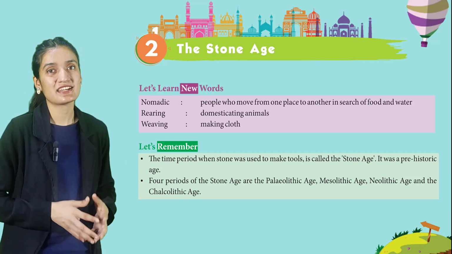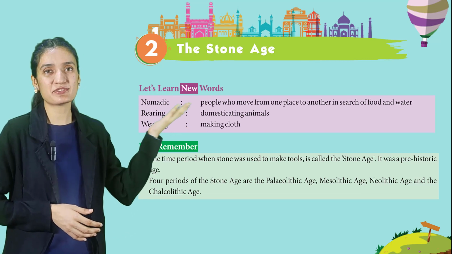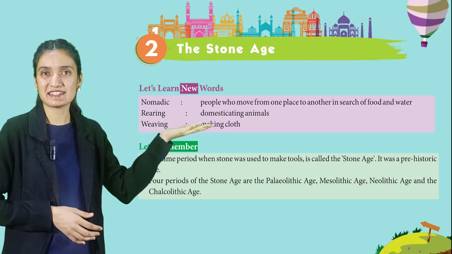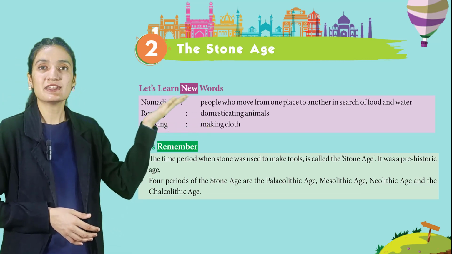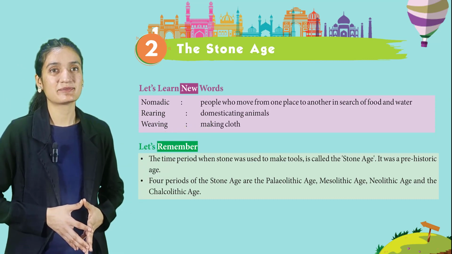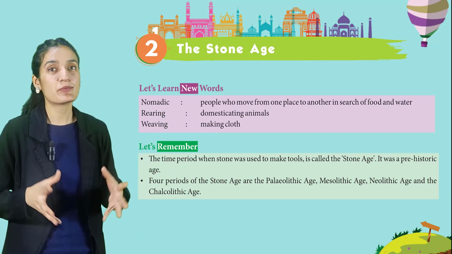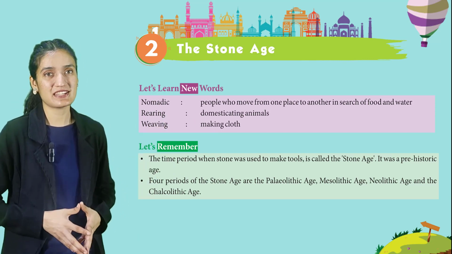Now students, also let's remember the time period when stone was used to make tools is called the Stone Age. It was a prehistoric age. The four periods of the Stone Age are the Paleolithic Age, Mesolithic Age, Neolithic Age and the Chalcolithic Age. Bronze Age came after the Chalcolithic Age. Bronze Age is also a prehistoric age.